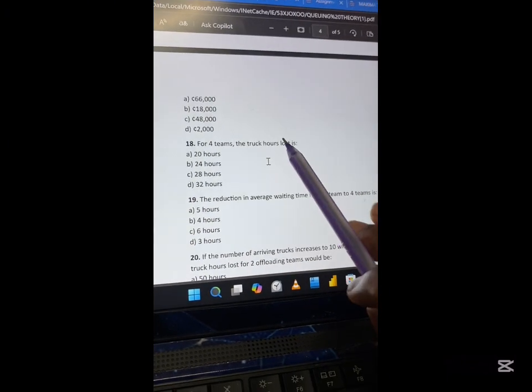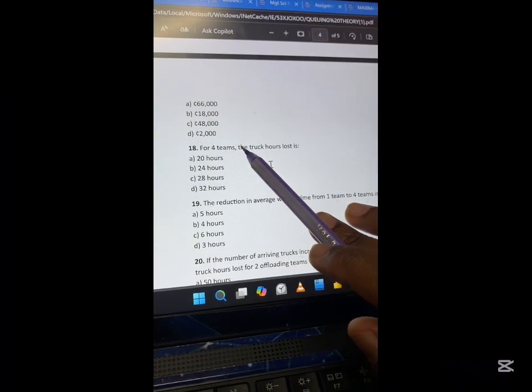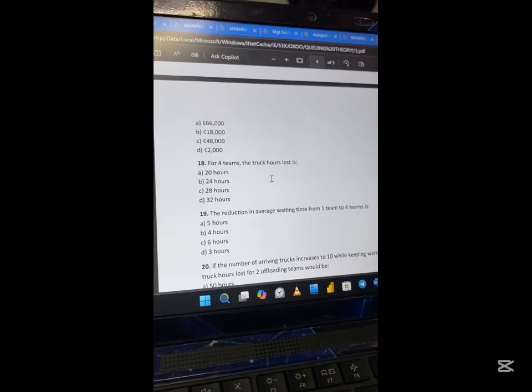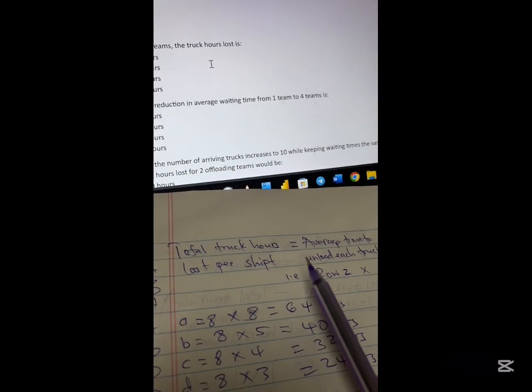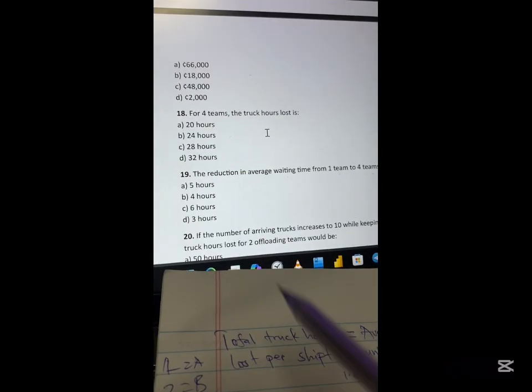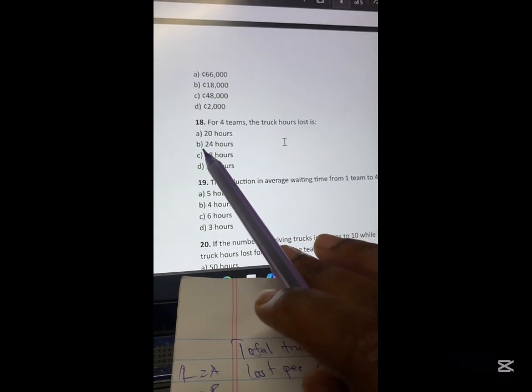So question 18 asks, for 4 teams the truck hours lost is, we calculated for this value already. Yes, so we calculated here truck hours lost per shift, and when they were using 4 teams they lost 24 hours in total. So the answer here is 24 hours, which is option B.